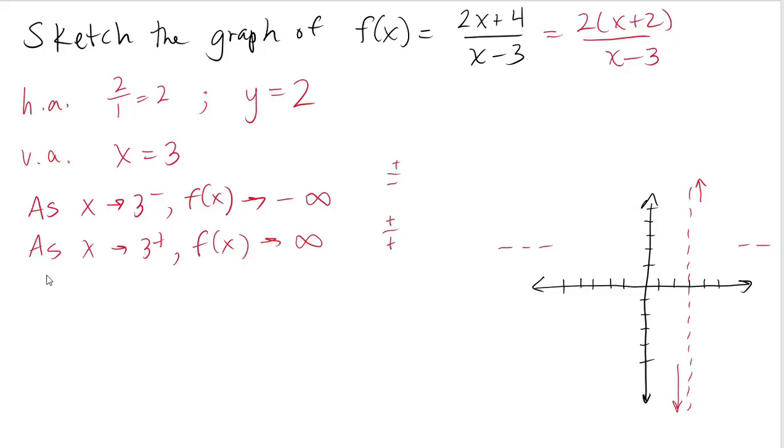Once you've found the asymptotes and determined the behavior on each side of the vertical asymptotes, I would find the intercepts, if they exist. Here we're not going to have any issues. To find the y-intercept, we plug 0 in for x. In function notation, we can just write that as f of 0. That's 2 times 0 plus 4 divided by 0 minus 3. That's negative 4/3. Negative 4/3 is just a little bit smaller than negative 1, so the point will be right here.